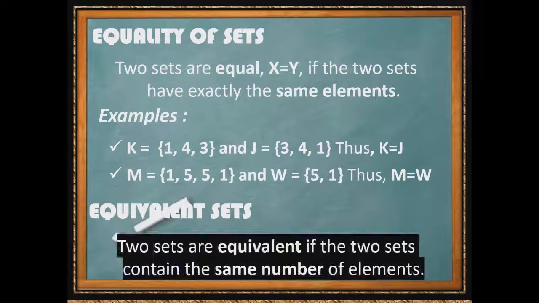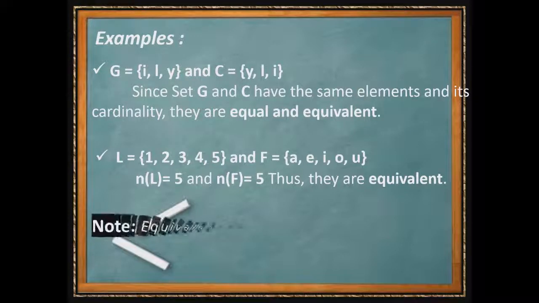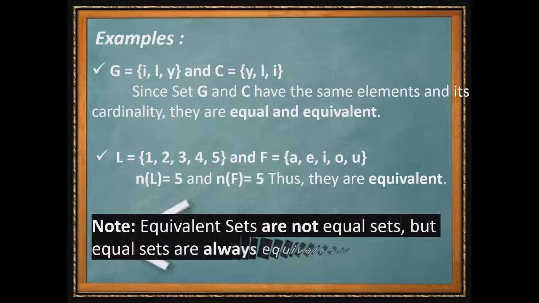Now let us move on to the equivalent sets. We say that two sets are equivalent if the sets have the same number of elements or the same cardinality. For example, set W we have set of 1, 2, 3, 4, and 5. And set F we have set of A, E, I, O, U. Now let us count the elements of set W. We have 5 elements. And in set F, we also have 5 elements. Therefore, we can say that set W and set F are equivalent.